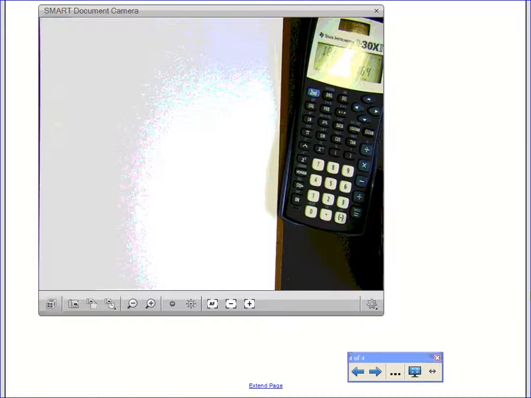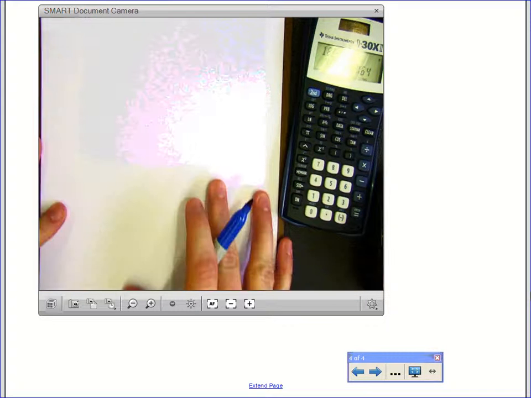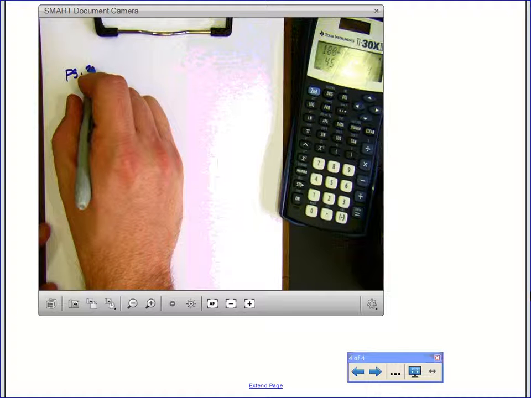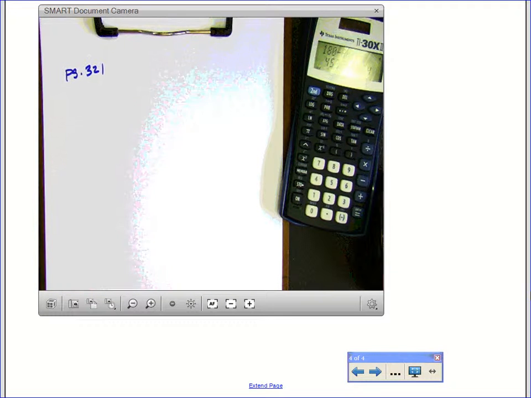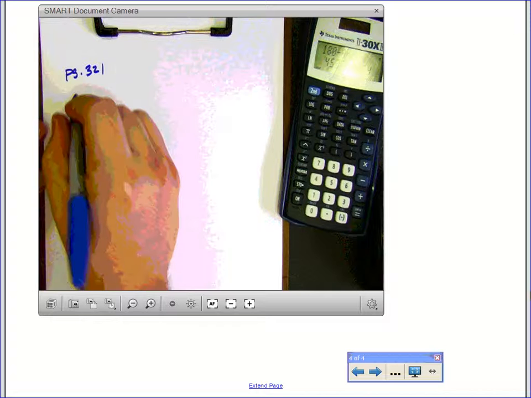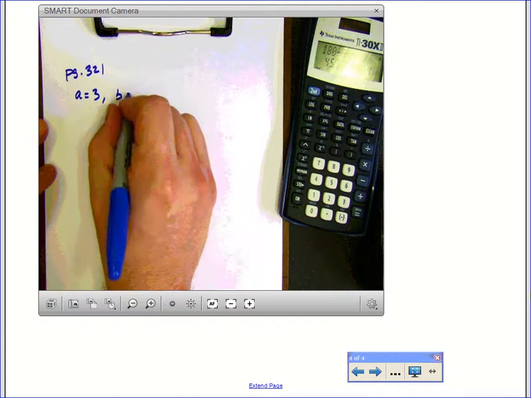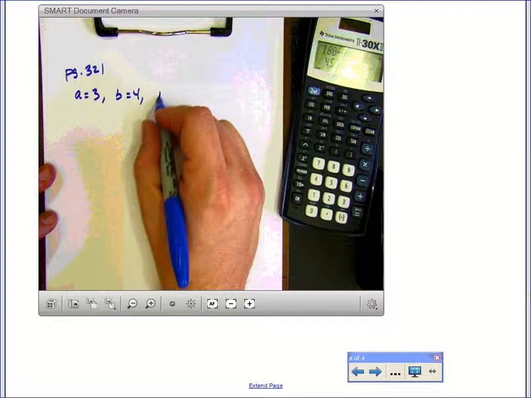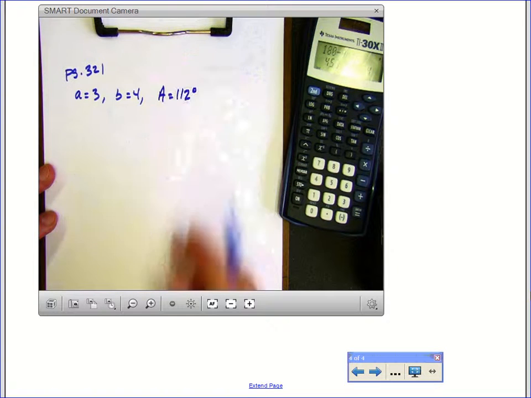Now, I'm going to do example 2. Example 2's got 2 problems. It's got an A problem and a B problem, all right? They're on page 321 here, okay? And all of them that we're going to do are going to be side-side angle. All right, on this one, you're given A is 3, B is 4, and angle A is 112 degrees.